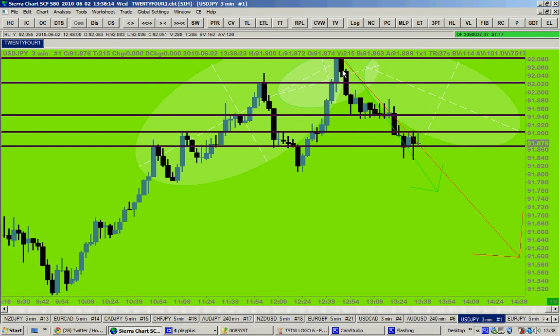This is what we should call the bear zone. The bear's party is the command zone of the bear, commanding everything here. A lot of orders are being placed here to sell the USD/JPY.